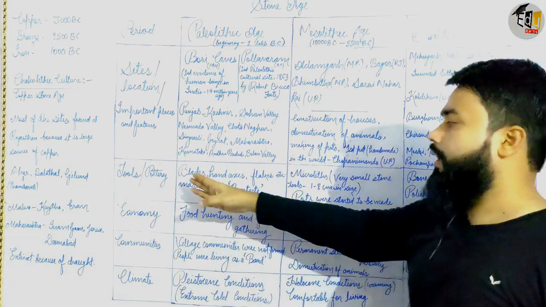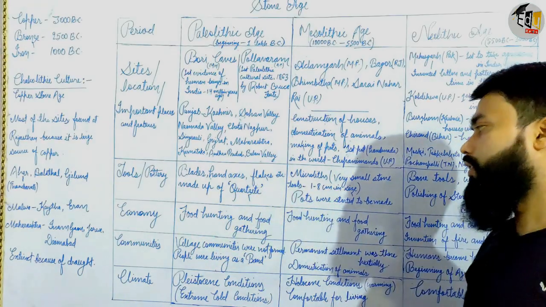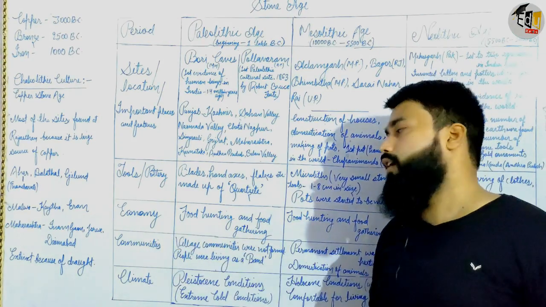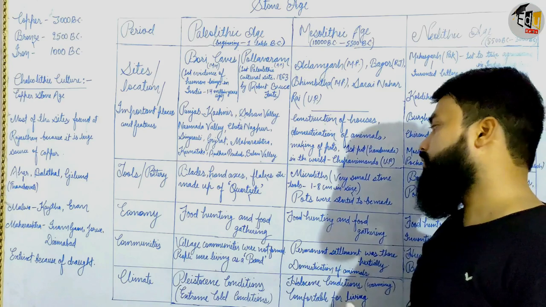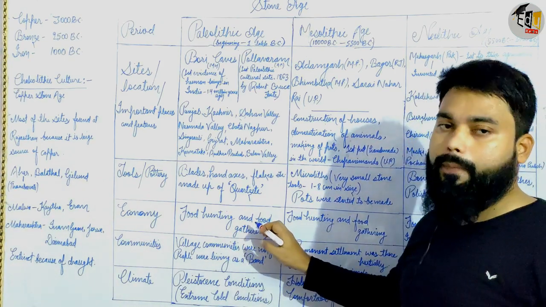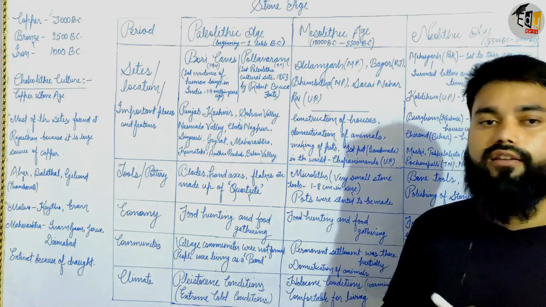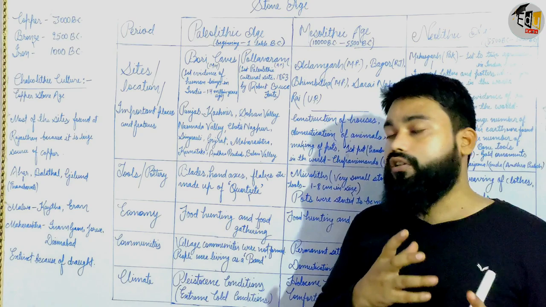So it's like blades, hand axes, flakes were made up of quartzite. How was the economy of Paleolithic age? The economy of Paleolithic age was quite simple. It was based on food hunting and food gathering. The people of that time used to do food hunting and they used to gather the food so that they can eat it in the time when they do not have the food.